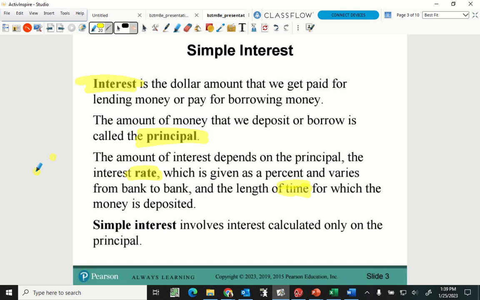Anyway, it's sitting there. And simple interest is the formula that is on the next page. Simple interest involves interest calculated only on the principal. Now, you almost never use simple interest. If you take out a loan, let's say you get a car loan.